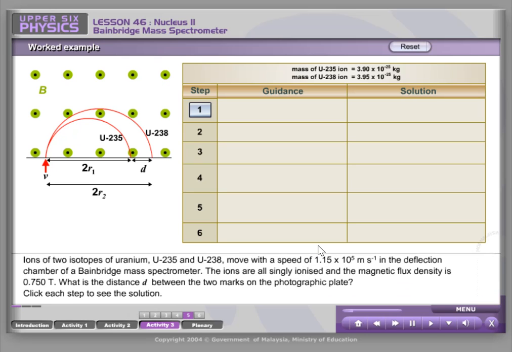Ions of two isotopes of uranium, uranium-235 and uranium-238, move with a speed of 1.15 × 10^5 meters per second in the deflection chamber of a Bainbridge mass spectrometer. The ions are all singly ionized and the magnetic flux density is 0.750 Tesla. What is the distance d between the two marks on the photographic plate? Click each step to see the solution.